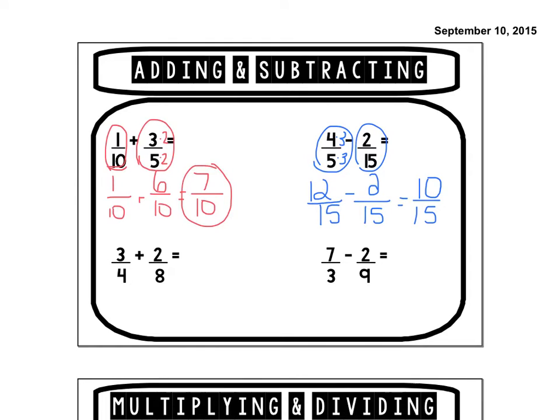10/15. But what I notice is that this problem can be reduced. 5 can go into the top and 5 can go into the bottom. 5 goes into 10 twice. 5 goes into 15 3 times. So there is our final answer.